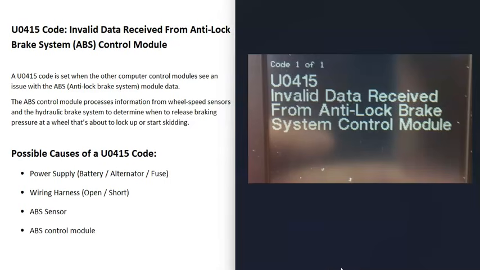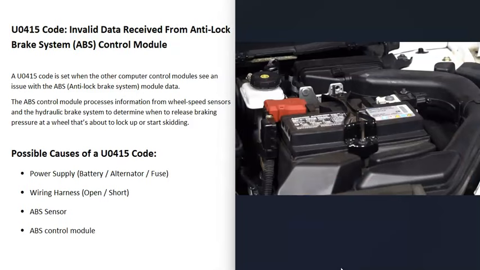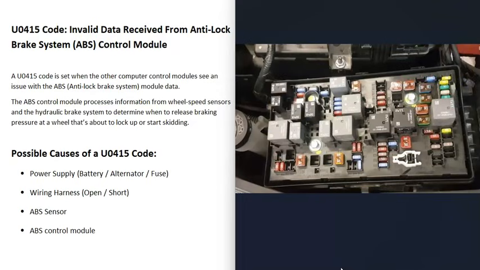And so what would be some possible causes of a U0415 code? Well, the first thing that could cause this is that there's some kind of power supply issue. And so this would be something like a bad battery, an alternator that's not charging correctly, or a bad fuse or something like that. So first thing, be sure the battery's good, be sure it's got a charge, there's no charging issues going on. You can also check the fuses and be sure that they're good, that there's no blown fuse.